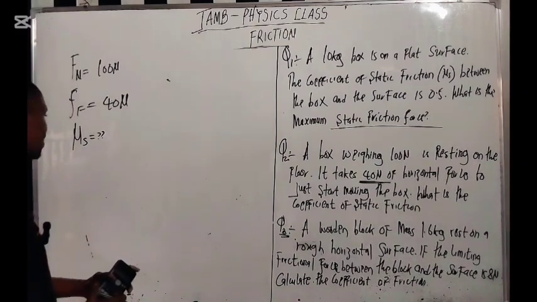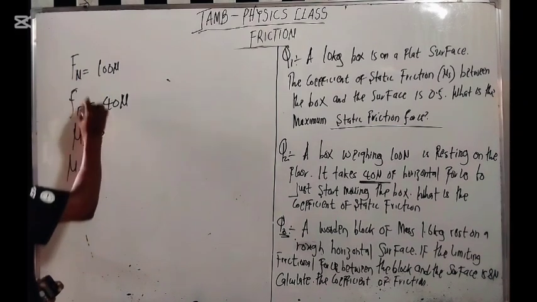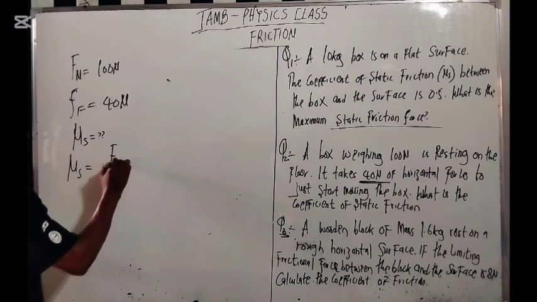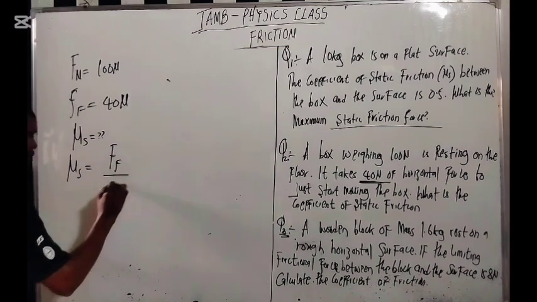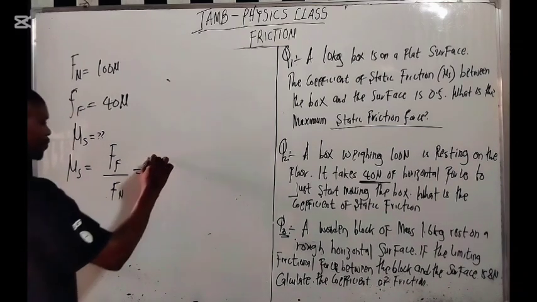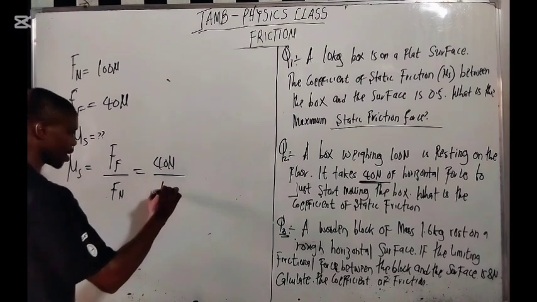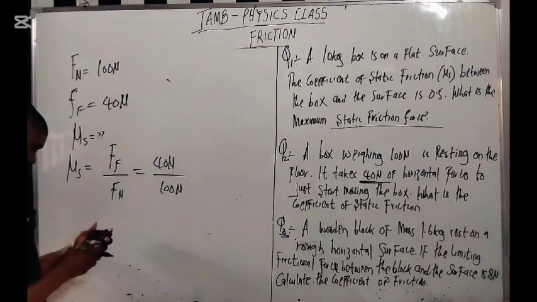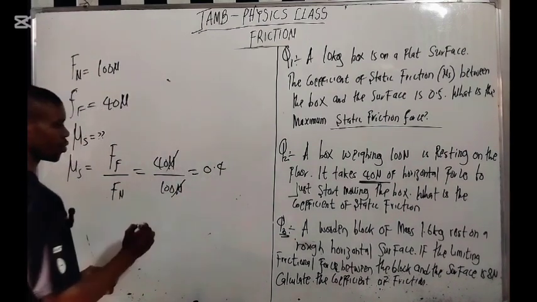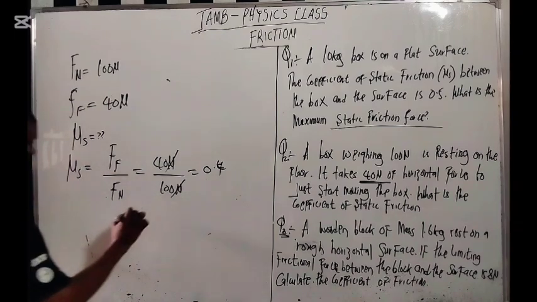It's very easy. Remember that coefficient of static friction is the ratio of the frictional force to the normal force. So it's going to be frictional force over the normal force. When you put your values here, frictional force is 40 Newton over the normal force, which is 100 Newton. So 40 divided by 100, here we have 0.4. So the coefficient of static friction is this.